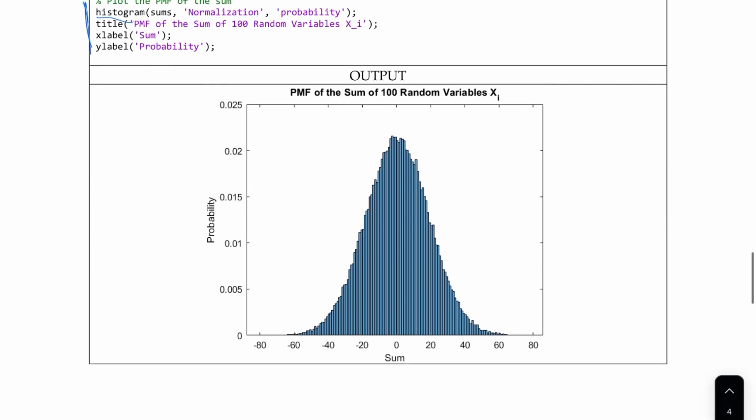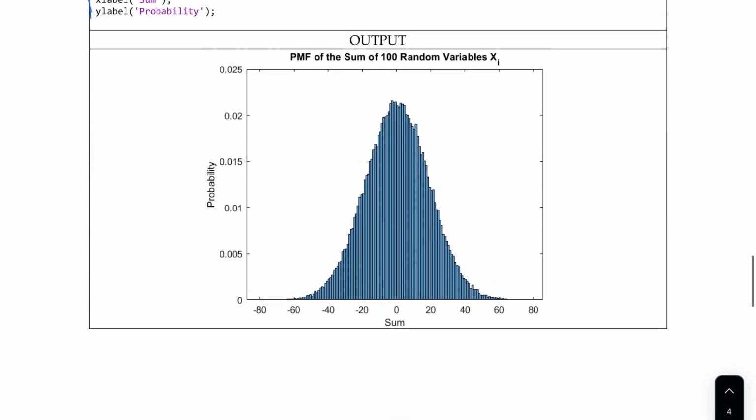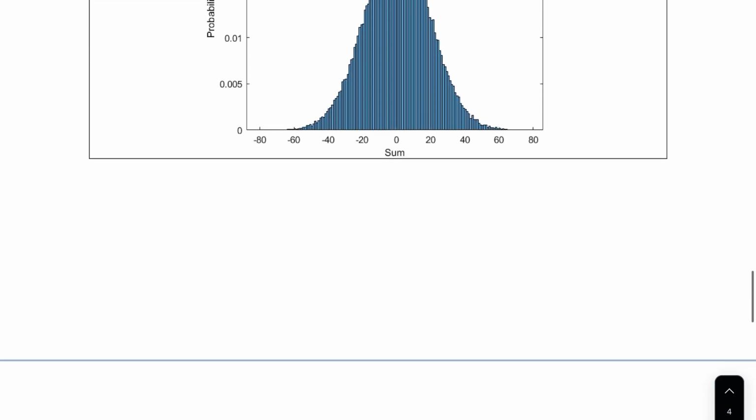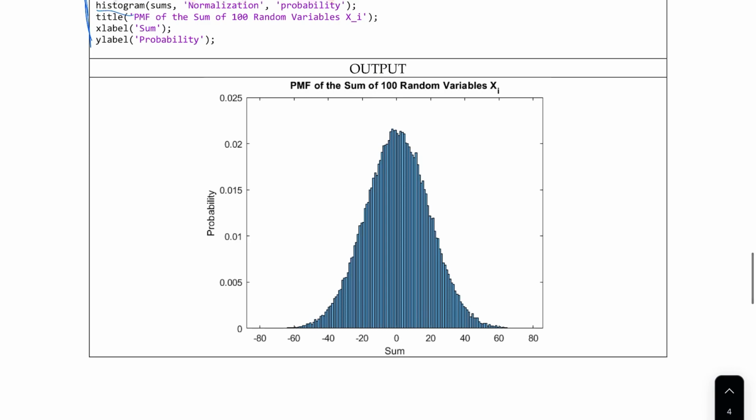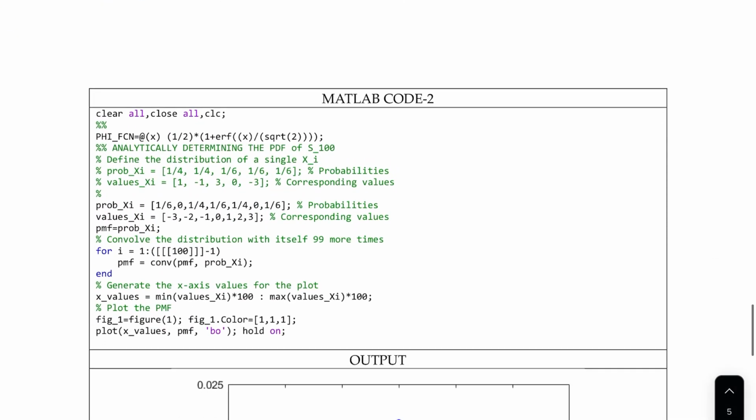And this is your result, right? As you can see, we were right. We basically modeled this S100 random variable as a Gaussian, and you can see that that was the case, right?